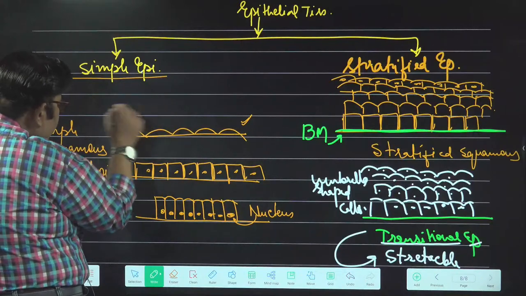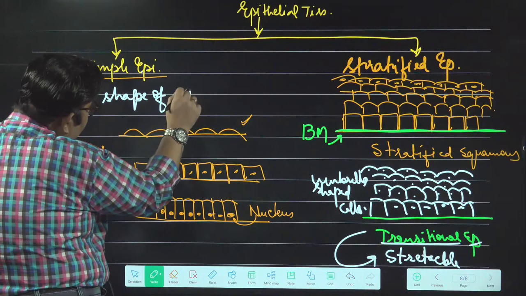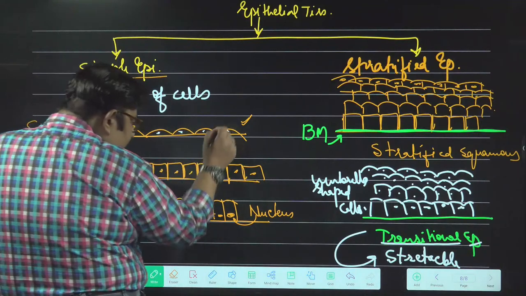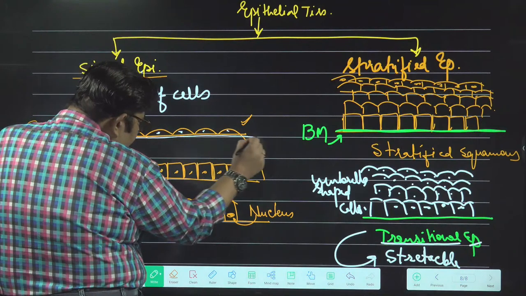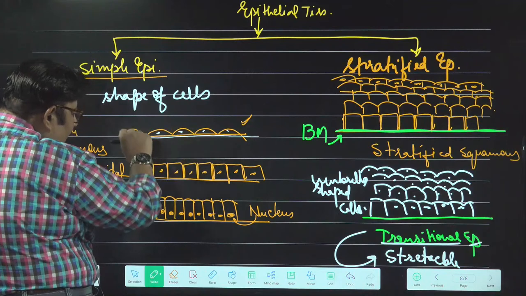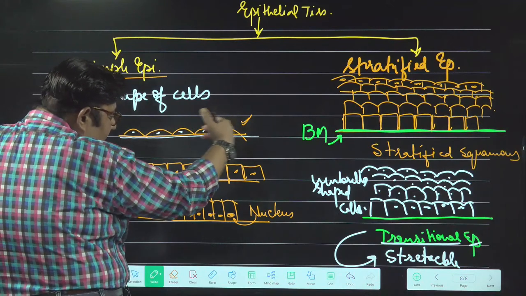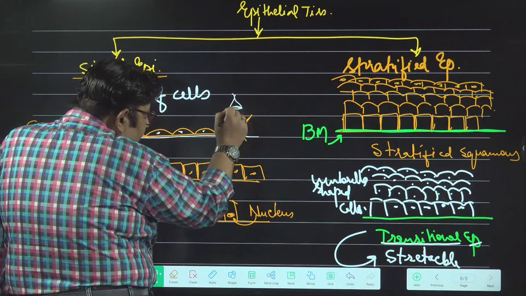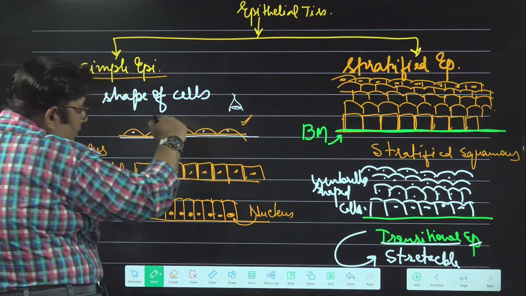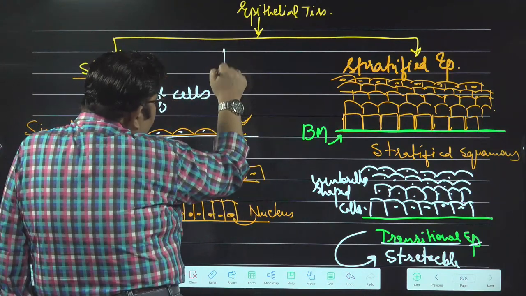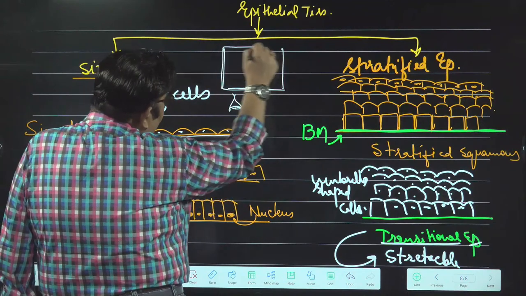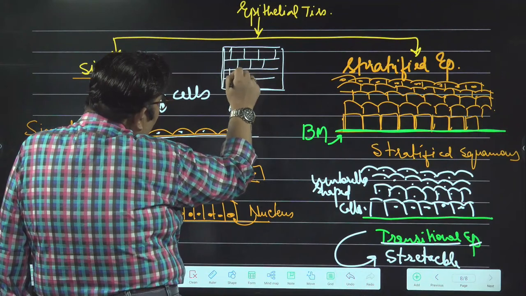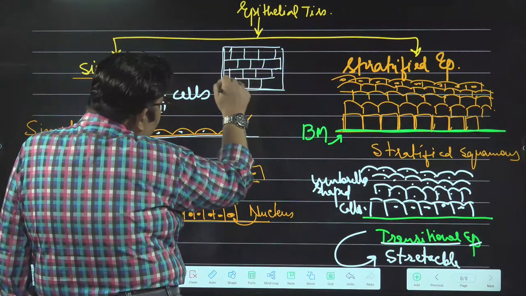Simple epithelium is classified on the shape of the cells, okay? If the shape of the cells is flat, this is called simple squamous. The basement membrane is lying here, and all the cells can be found on the basement membrane, flat squamous cells, tightly packed together. If you see it from the surface, you will find the cells packed like the tiles on the floor, okay?